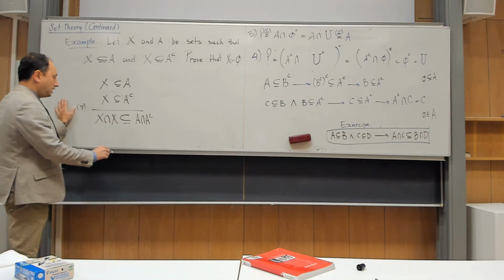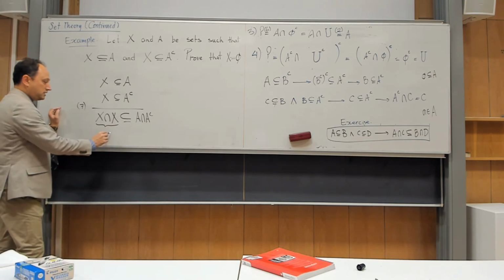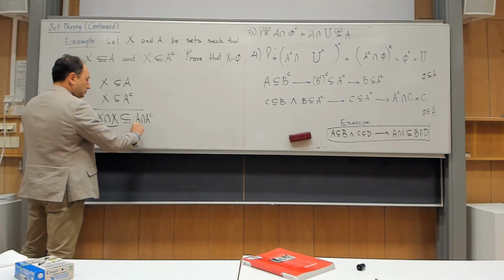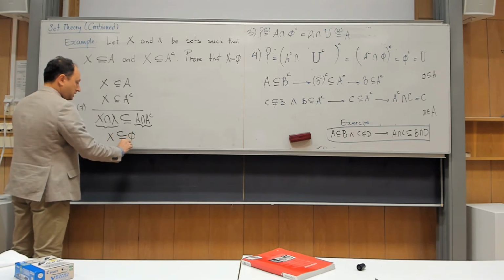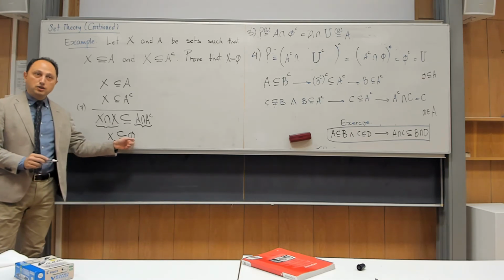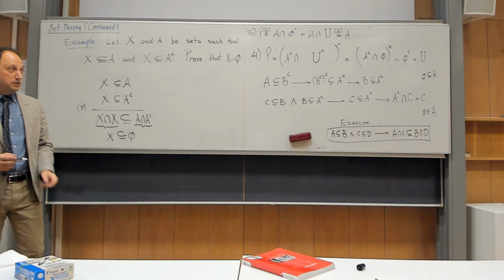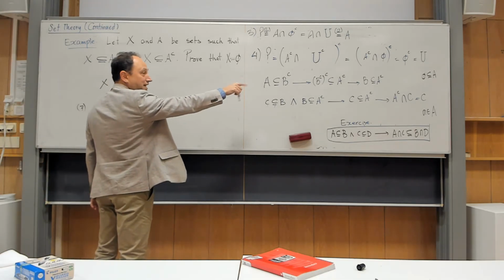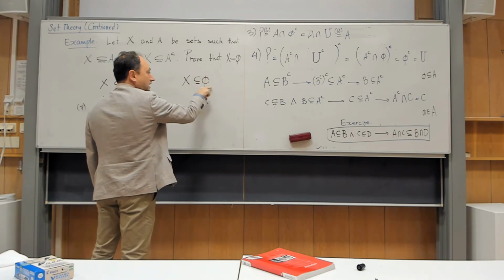But I have another rule. What is X intersection X? It's X. We have another rule. What is A intersection A complement? The empty set. So far I wasn't able to show that X is equal to the empty set. I showed that X is a subset of the empty set. But now what you said is relevant. We proved that this is the case.